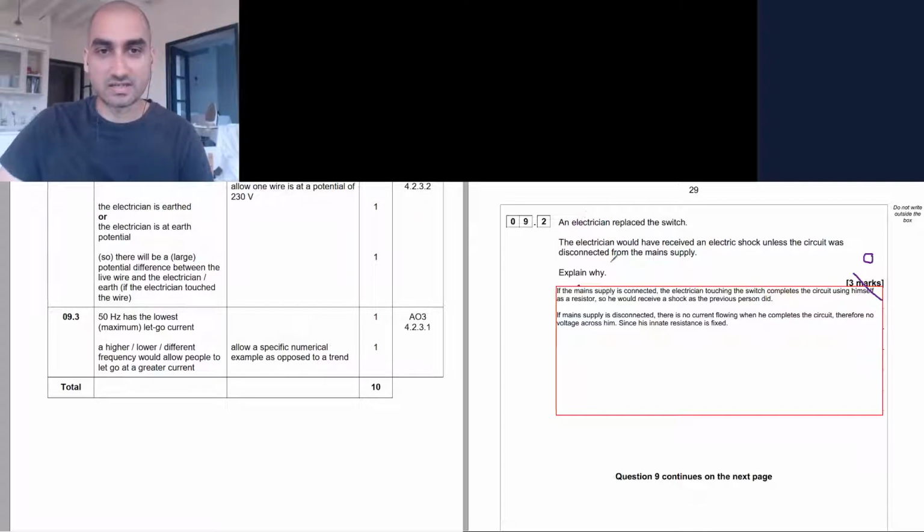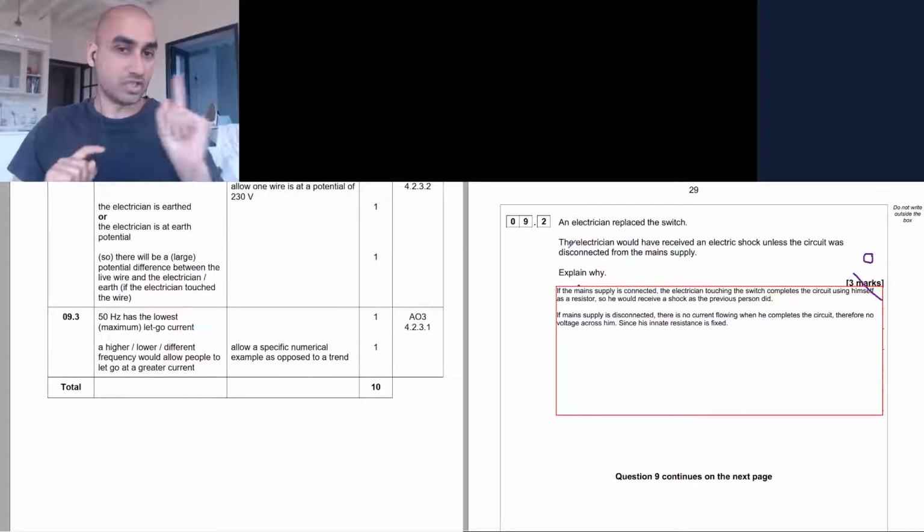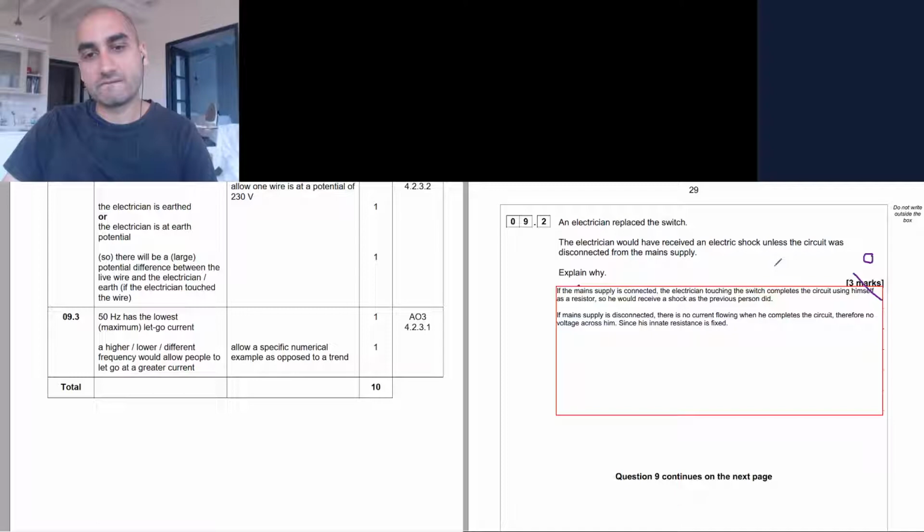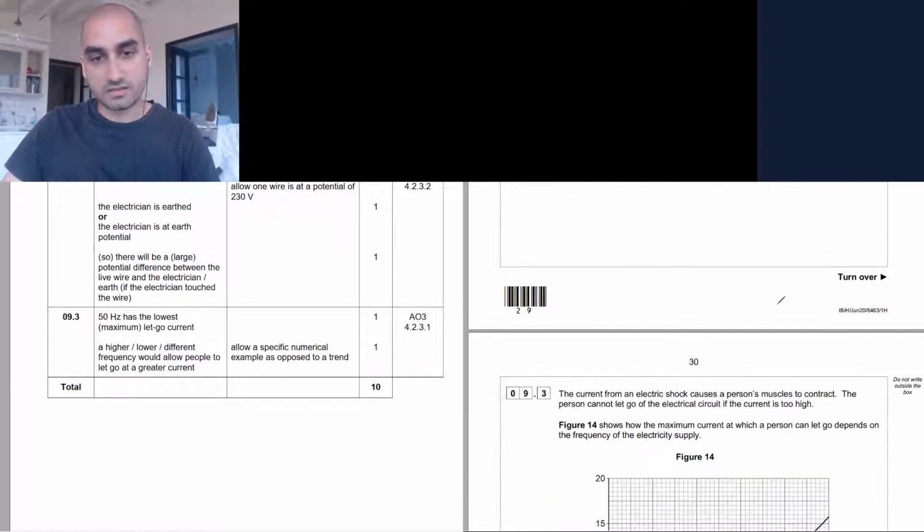It looks like they're asking why is it important that he... It looks like they're more interested in what would happen if it's disconnected from the main supply. It's like they're saying, okay, it's a given that he would receive an electric shock, but why would he not get one if the main supply is removed? That's how I interpreted the question. I've lost so many marks.